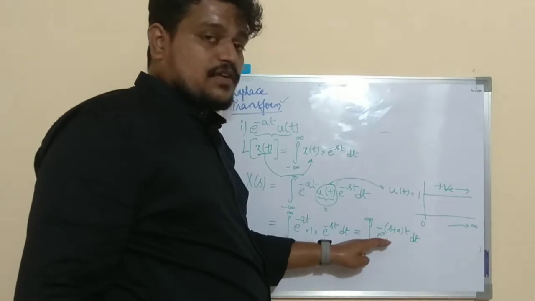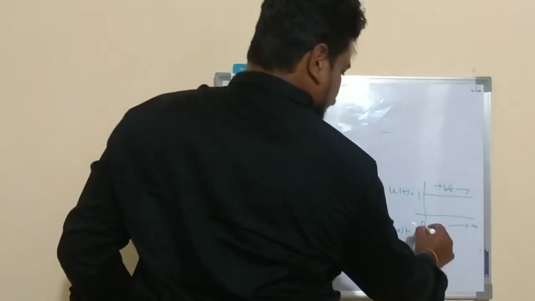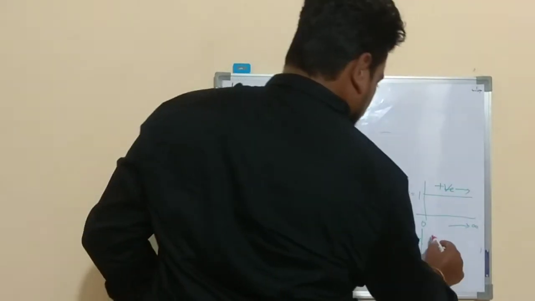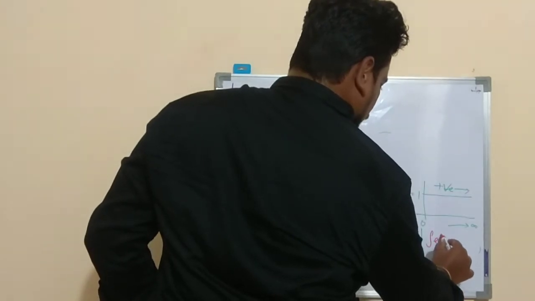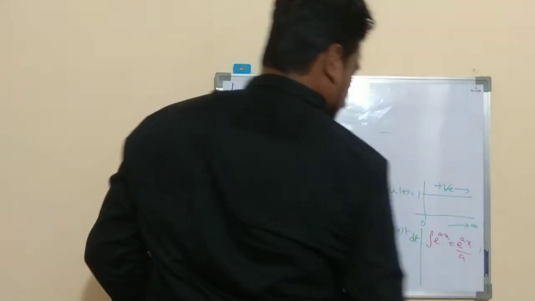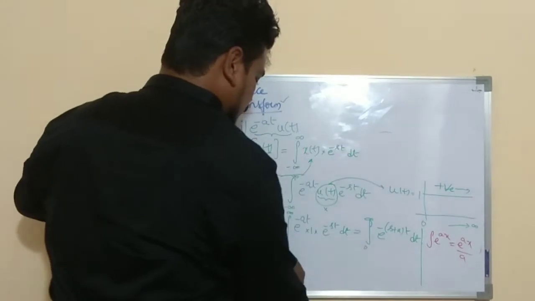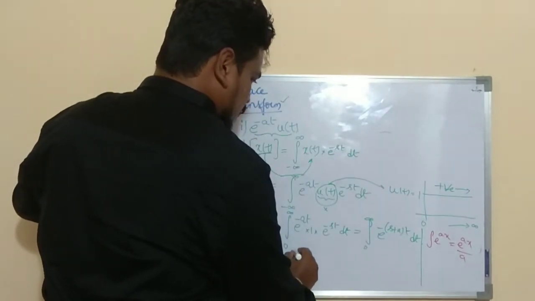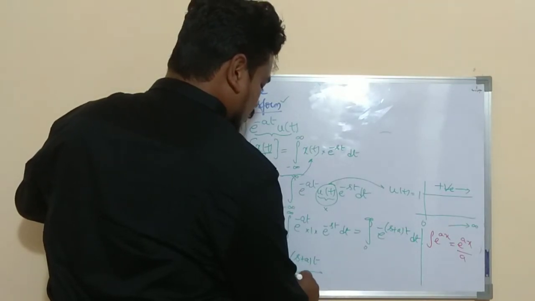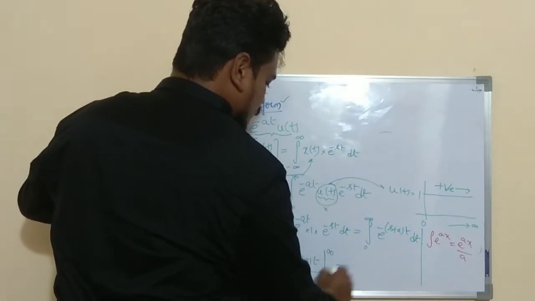What is the integration of e power ax? Integral e power ax is equals to e power ax by a. Okay, here see, we are integrating with respect to t here. So this you can write it as e power minus of s plus a into t divided by minus of s plus a. So the limits are running from 0 to infinity, right?